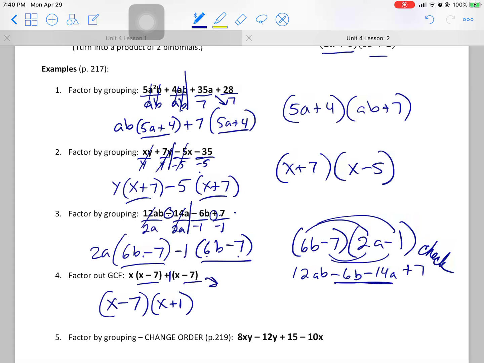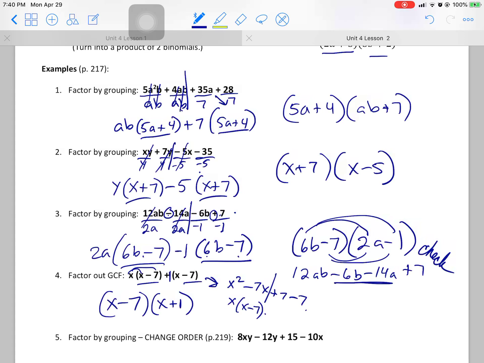Look at this. This would be x times x is x squared, just for checking purposes, plus x minus 7. We can do this again. So this would be what? X comes out, x minus 7. What comes out of this? This is kind of weird looking here.